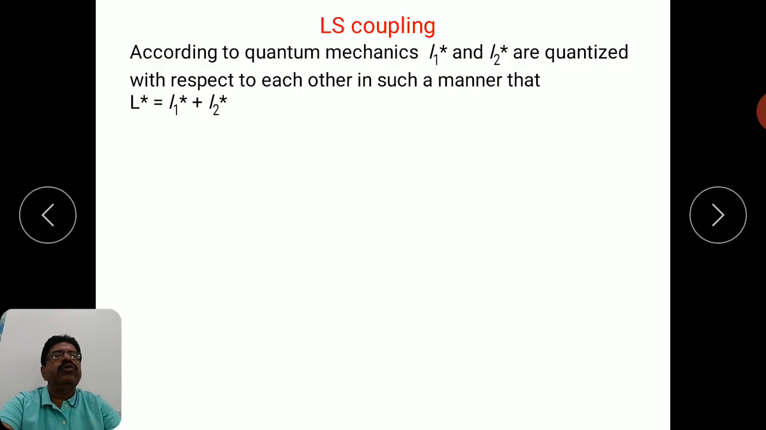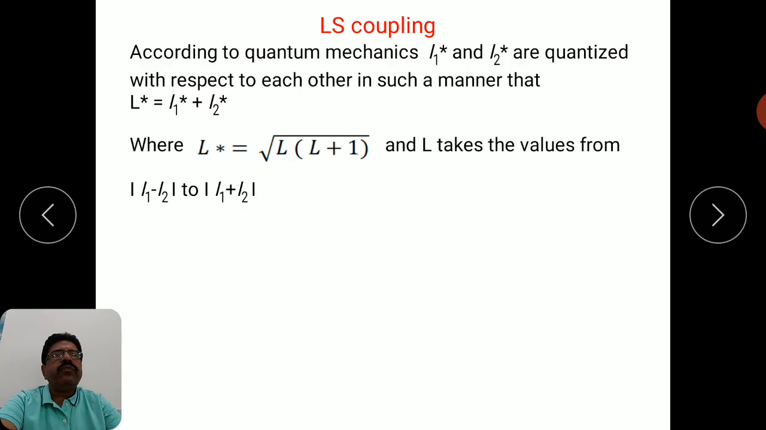So quantum mechanically, here also L1 star and L2 star are quantized with respect to each other in such a manner that the total orbital momentum L star is simply the addition of these two, L1 star and L2 star. You can assume it as a vector addition. So L star is equal to L1 star plus L2 star. Now this L star, quantum mechanically, is defined as L star equals the square root of L times (L plus 1), where L takes the values from mod of L1 minus L2 to mod of L1 plus L2. So if you know the values of L1 and L2, the orbital quantum numbers of the individual electrons, you can find out the values of L. L values you can easily find out from mod of L1 minus L2 to mod of L1 plus L2.